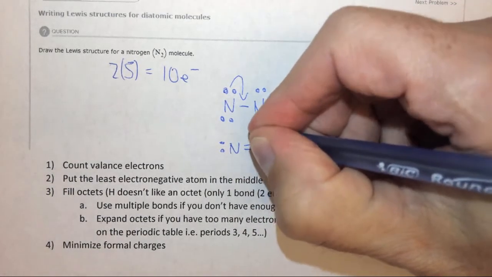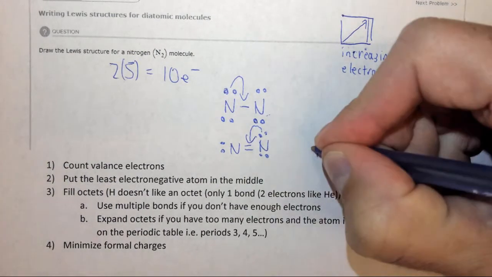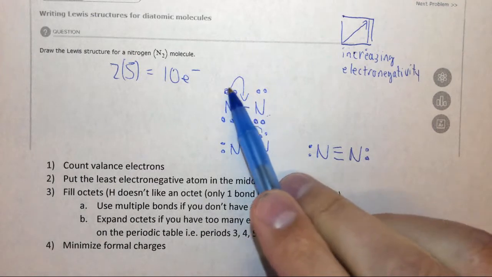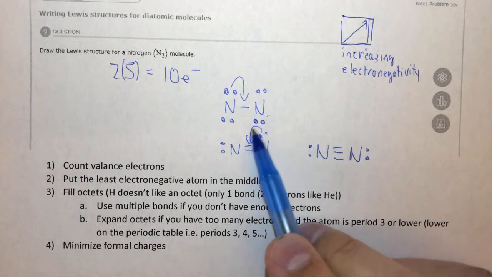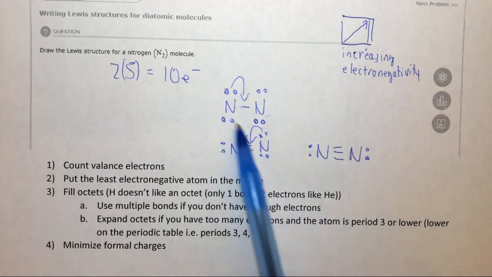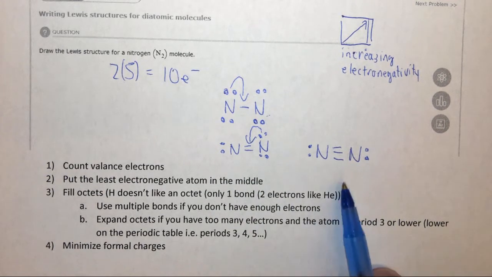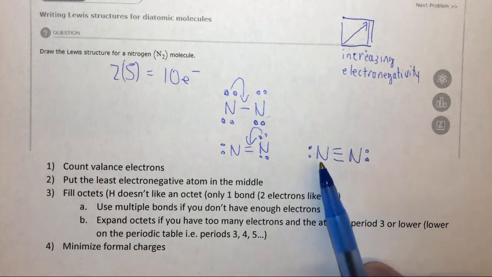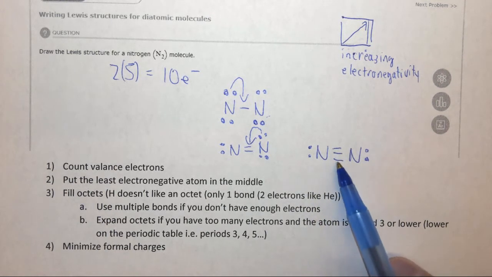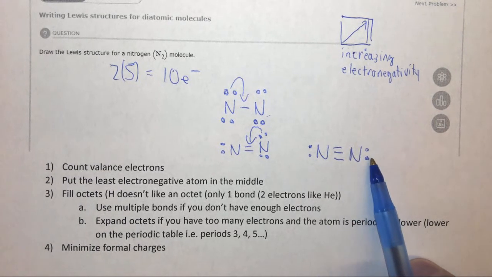Let's do that again. Notice that in both cases, I brought the lone pair and made it into a bond. Then I brought the lone pair and made it into a bond. Said another way, I fixed my original Lewis structure, which I wasn't happy with, and made a new Lewis structure, which I was. Now, have I filled the octets? 2, 4, 6, 8 electrons around this nitrogen. 2, 4, 6, 8 electrons around this nitrogen. I have filled the octets, so I'm good to go.